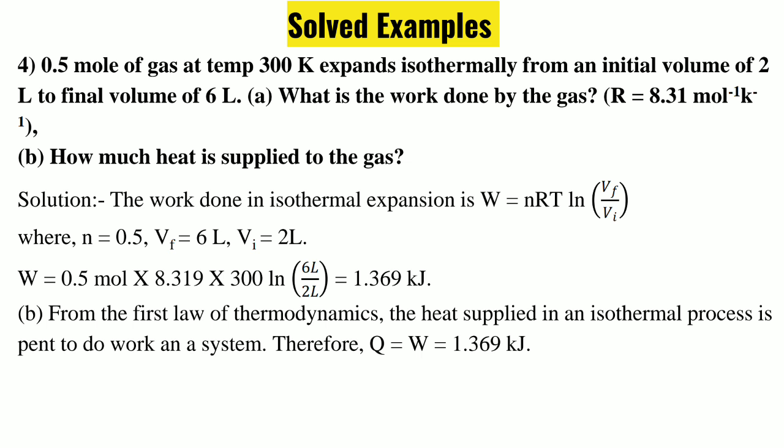Over here we are taking Vf minus Vi and not Pf minus Pi, because what they have given us is the initial volume and final volume. So therefore we are taking Vf minus Vi. Number of moles is 0.5. Final volume is 6 liter. Initial volume is 2 liter. So we will substitute it in this equation, that is W is equal to 0.5 mole into 8.31, substitute 8.31, into 300, that is the value of temperature, log 6 liter upon 2 liter.